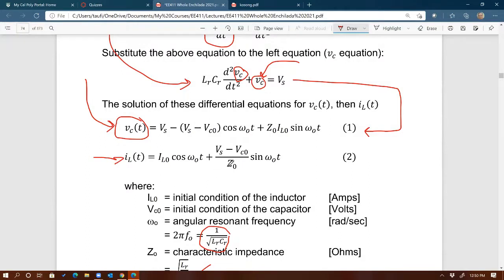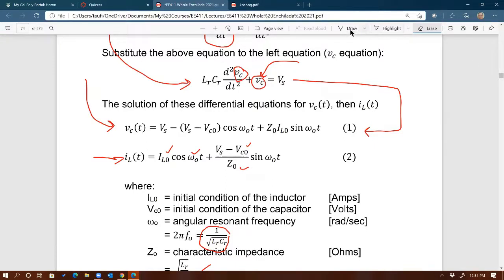Okay. Again, just like capacitor voltage, this equation has IL naught, which is the initial condition for the inductor, VC naught, which is the initial condition for the capacitor, Z naught, characteristic impedance, and omega naught, resonant frequency. And just like the first equation, this also proves that current through this loop is a sine wave, as demonstrated by the simulation result I had earlier, right? So these are mathematical proof that both waveforms will follow sine waves.